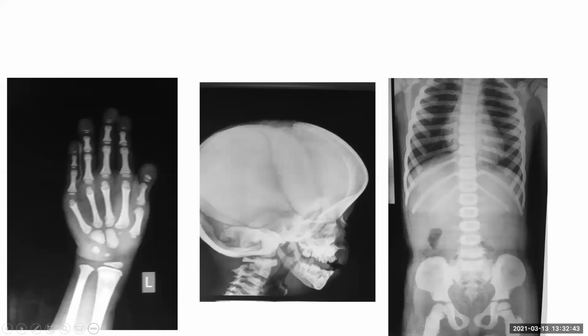Okay. So any particular finding that would favor pycnodysostosis? Yeah, in the lateral skull radiograph, I can see the abnormal angulation of the mandible. Also, I can see the wormian bone posteriorly. So that is in keeping with pycnodysostosis. Very right, very good.